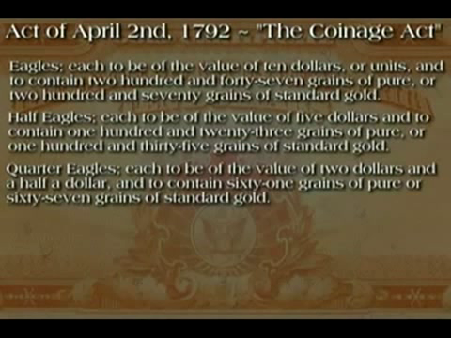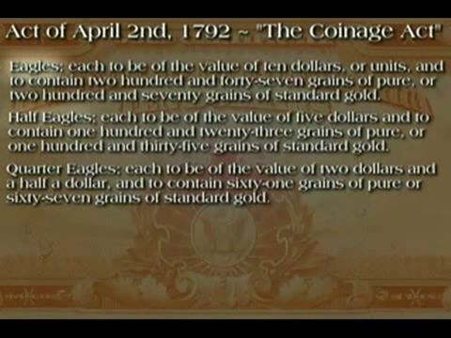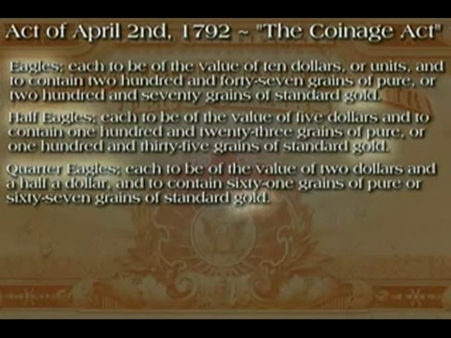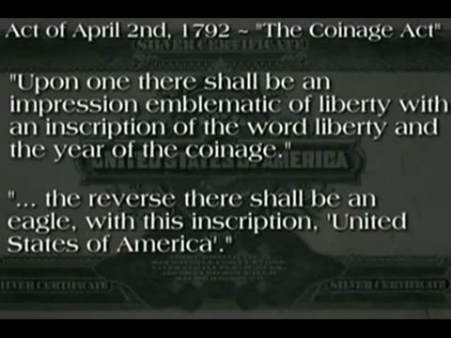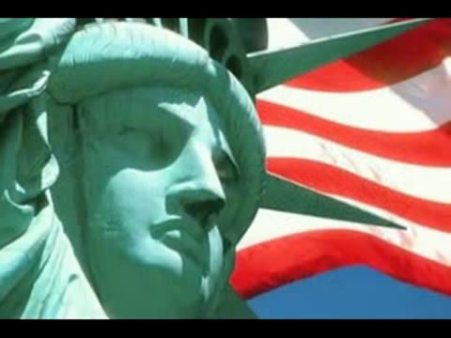It calls for a coin called an eagle, each worth $10 and containing about a half an ounce of gold. It calls for an eagle, a half eagle, and a quarter eagle, all made of gold. It requires each coin bear an impression of liberty and the word liberty. There would be no Caesars in America, there would be no King Georges. Our sovereign was liberty.